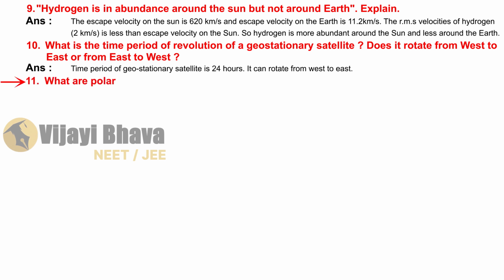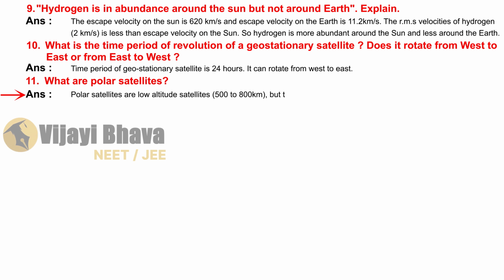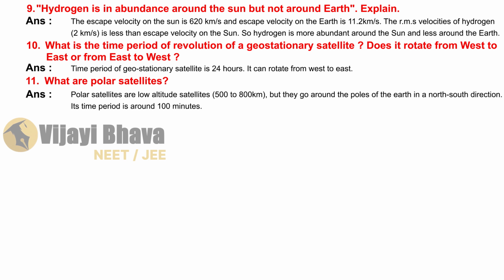What are polar satellites? The answer is polar satellites are low altitude satellites which are rotating at a distance of 500 to 800 km. They go round the poles of the Earth in a north-south direction. Its time period is around 100 minutes.